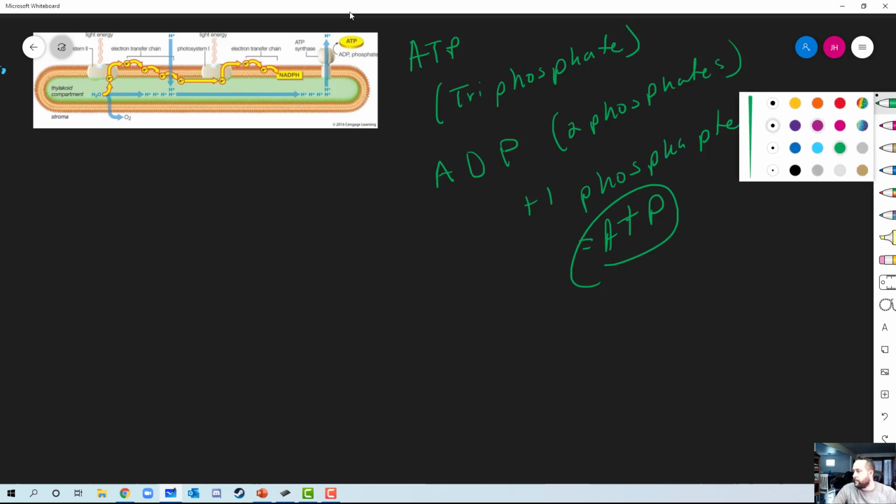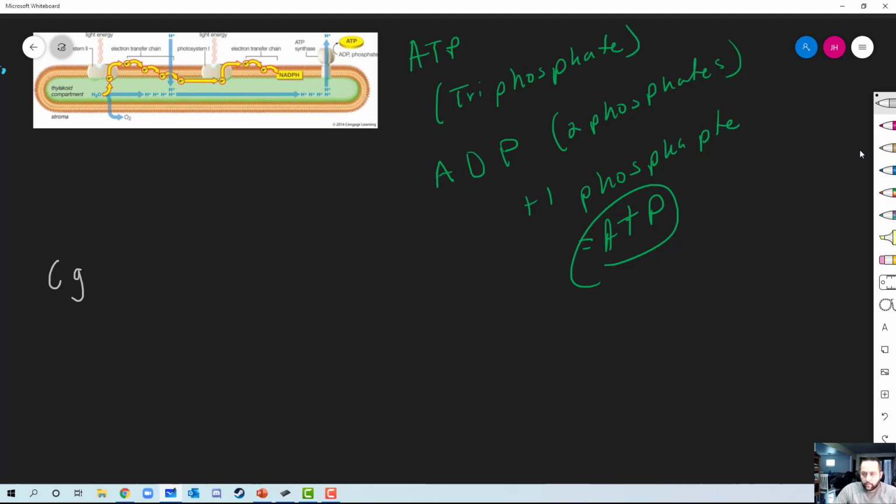Let's recall the equation we had where we took glucose. If you think back to chapter 4 on page 67, we talked about an equation where we added glucose.